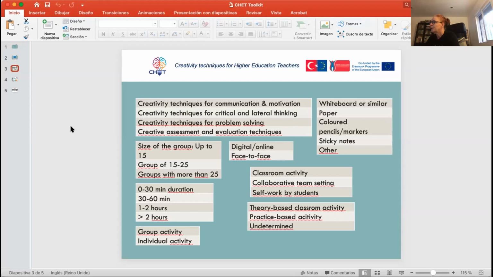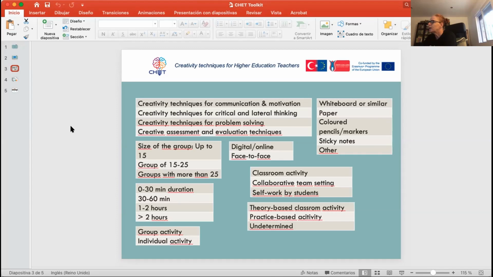The other one we use is digital and online and face-to-face. There are creativity techniques which could be done also digitally online, and others which require face-to-face interaction. This is especially done because also of the pandemic, where it's not always possible to have the face-to-face activity. So it allows you also to say, I want to search creativity techniques which are appropriate to do online with my students.